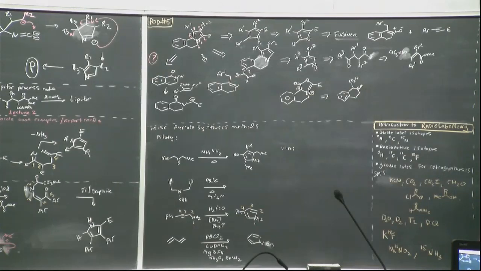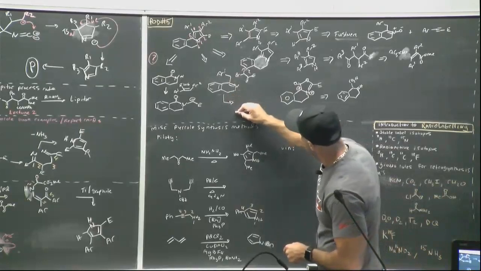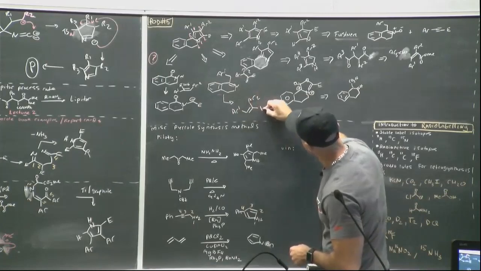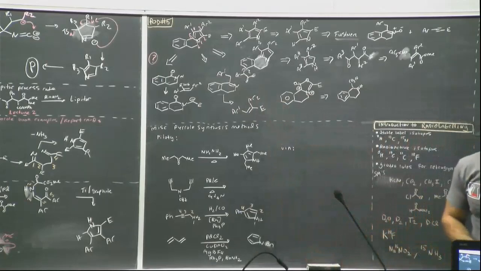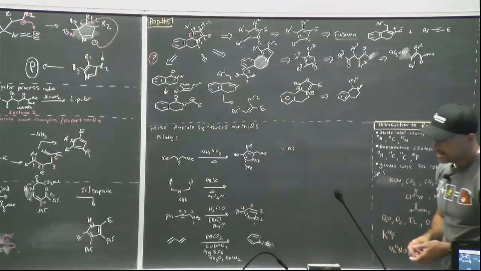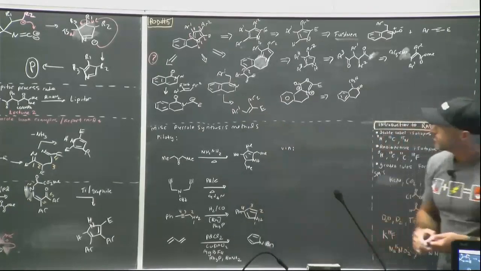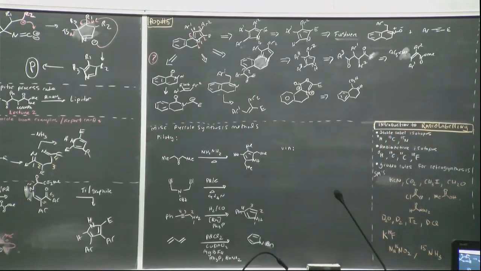Any other disconnections one can imagine? I bet that you could do sort of the same thing we saw before with the Barton-Zard. So I bet if you took this intermediate and treated it with base in the presence of Ar1, Ar2, and simply heated that one up, all you basically need at the end of this is some sort of oxidant. So you would need to Michael it in, and then perhaps an oxidant would help you close.